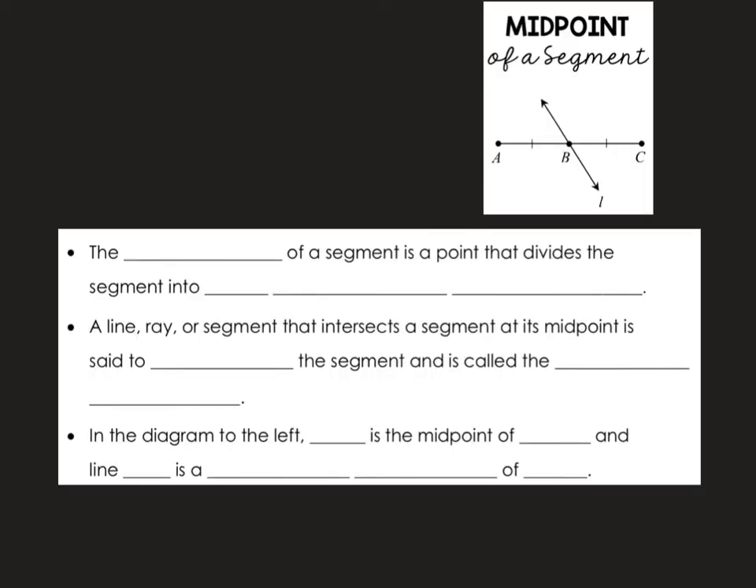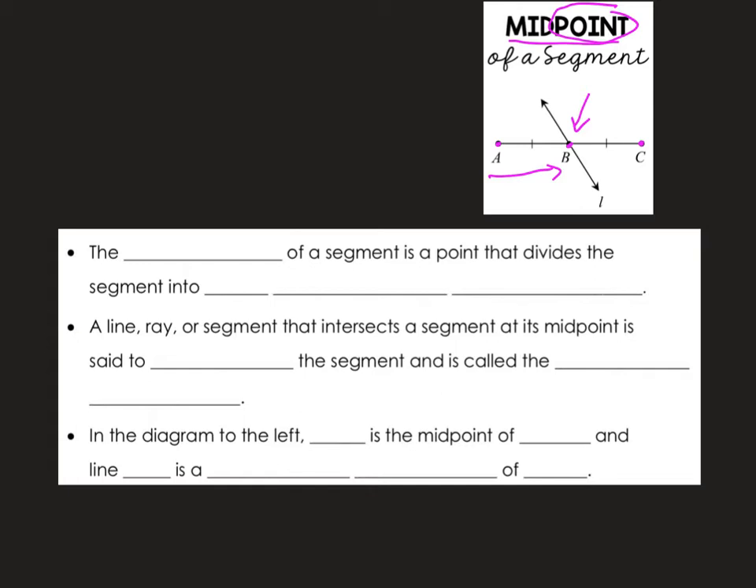Today we're going to talk about the midpoint. And so what is the midpoint? Well, it's a point, and it's in the middle of a segment. So the distance from A all the way to C is cut in half by that point. So when you go from A to B, you're halfway.